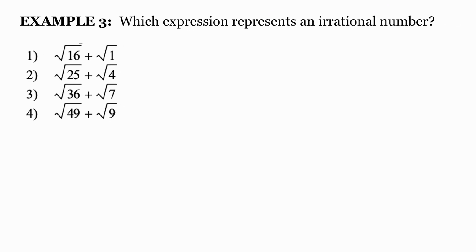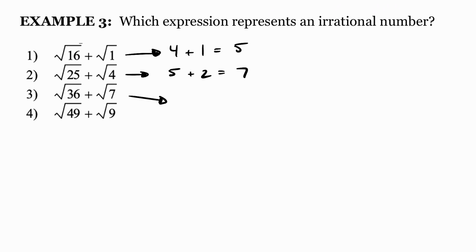So number 3, which of these represents an irrational number? Well, let's go into them. Let's look at the first one. The square root of 16 is 4. The square root of 1 is 1. That just makes 5. 5 is a rational number. This one, the square root of 25 is 5. The square root of 4 is 2. That's 7. That's a rational number.